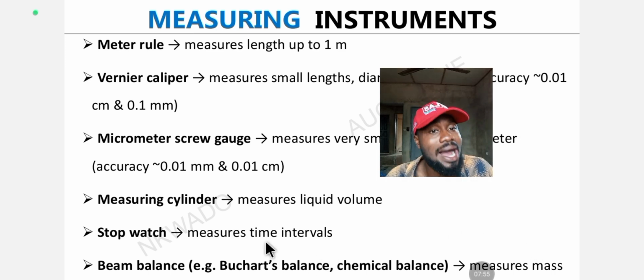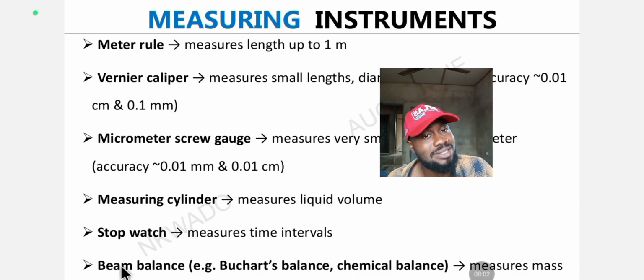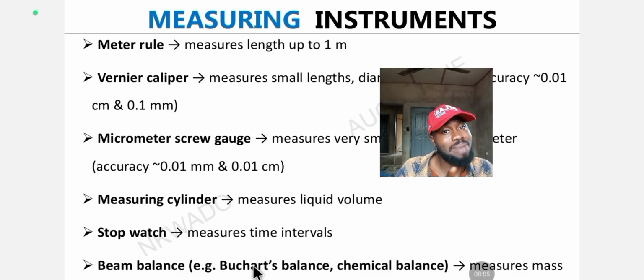They are used to measure mass. The Roberval's balance is used to measure mass. The chemical balance is used to measure mass. So is the beam balance. You use the Roberval's balance to measure mass, you use the chemical balance to measure mass, and you use the beam balance to measure mass.